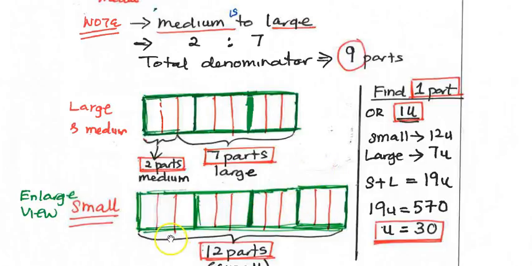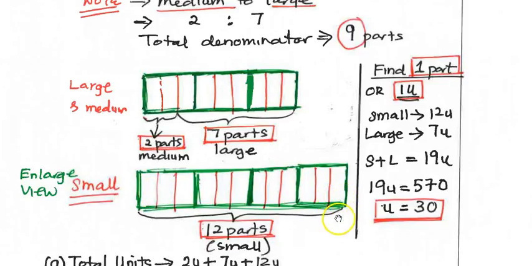Okay, so take a look. The small one, which is 4/7, is now 1, 2, 3, 4, 5, 6, 7, 8, 9, 10, 11, 12. It has 12 parts now. And this one 9 parts. Now it has become small little parts, 12 parts. So 2 parts, 7 parts, 12 parts. Further divided for better understanding.